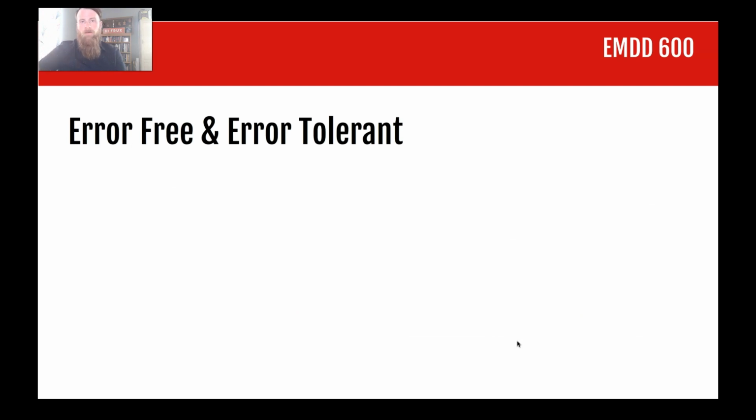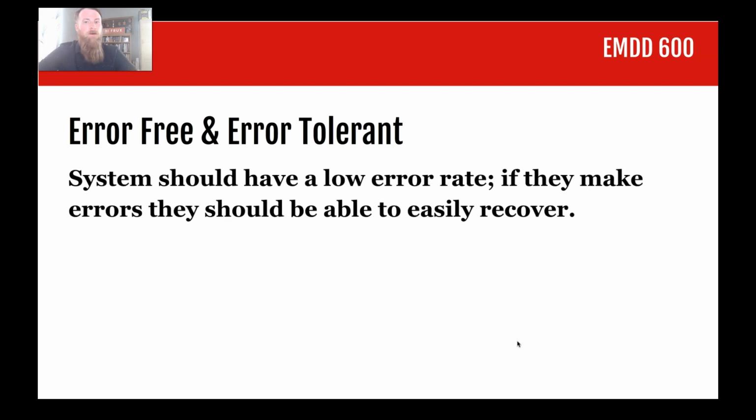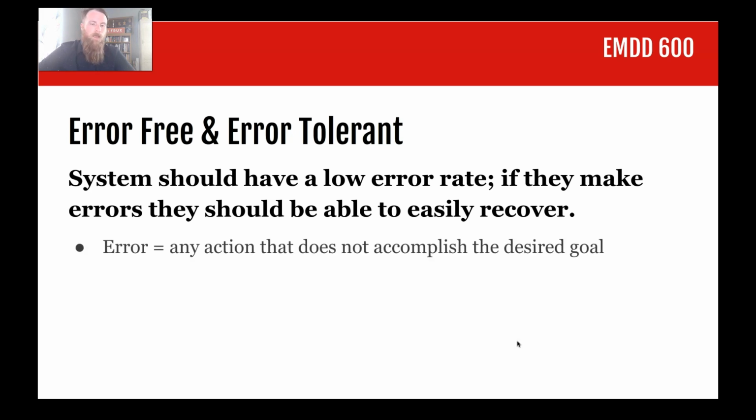Being error-free and error-tolerant. This makes a lot of sense. You don't want to run into usability issues. It doesn't feel good for the user, doesn't feel good for the system either. You want to have a low error rate. If a user makes a mistake, they should be able to easily recover. The system should provide tools for that. They should provide scaffolding for that in many ways. And in our context, an error is any action that doesn't accomplish the desired goal.